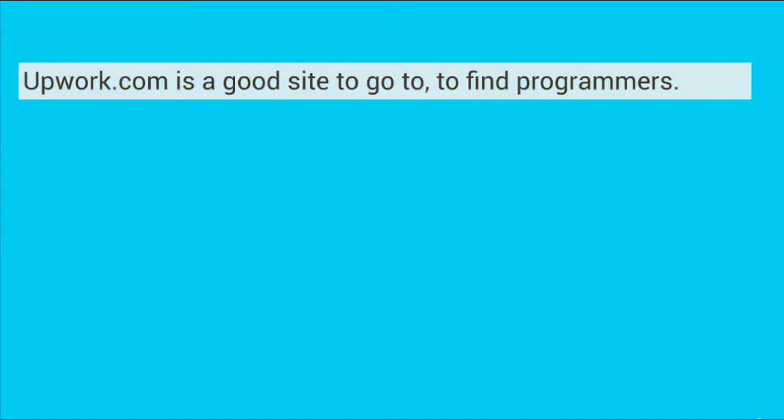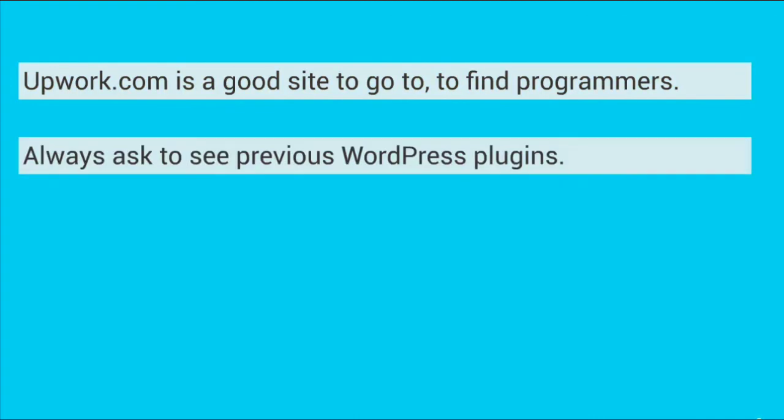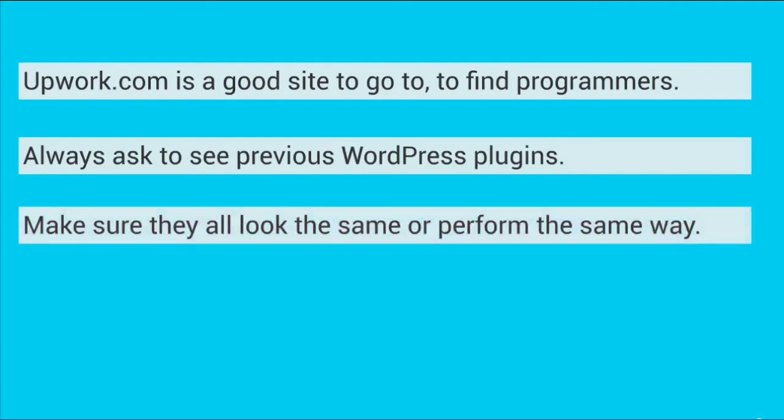Now, like I said, Upwork.com is a good site to go to and find programmers. And always ask to see previous WordPress plugins. Make sure that they have developed programs and plugins before. And another little tip is to make sure that they all look the same or perform the same way. So what you're looking for are patterns. I've already taught you how to find patterns in consumer demand. But if you want to figure out if somebody's legit or not, look at their plugins, see if they have a style, because everybody has a style.